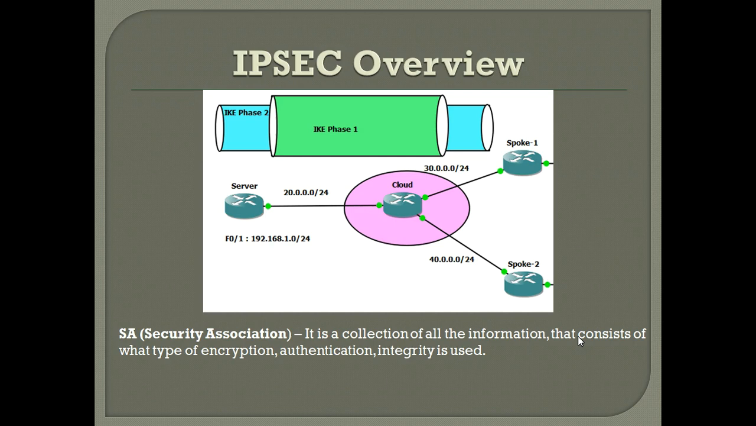And finally we come to SA. SA is nothing but a collection of information. It is a collection of all the information such as encryption, authentication, and all the keys that we are using. All the information is combined into a single block called an SA, security association. Once the SA is up, only then will IPsec, that is phase 1, come up. So this is about SA. SA is a combination of all the information that we have given in a particular phase. That's what an SA is about.